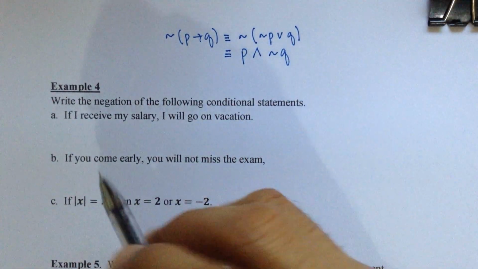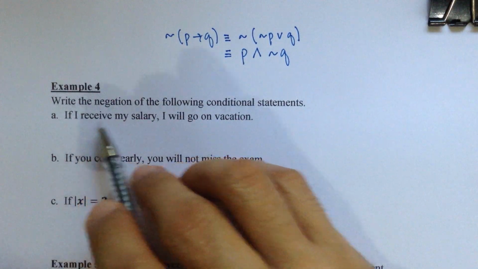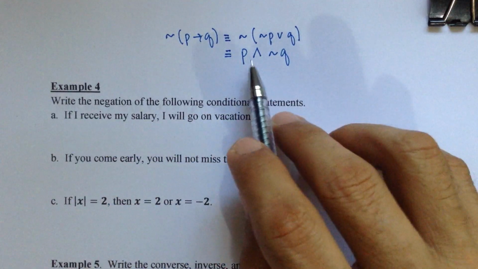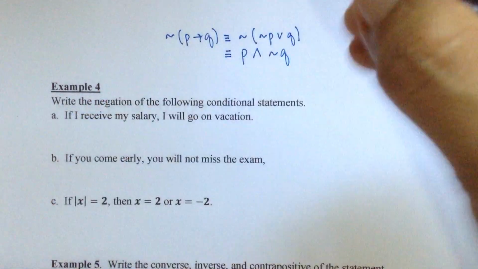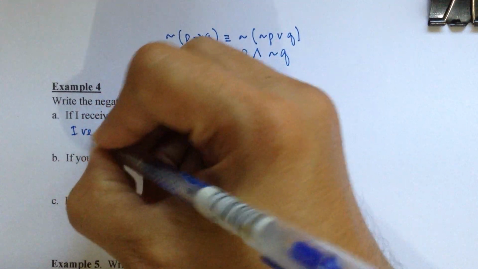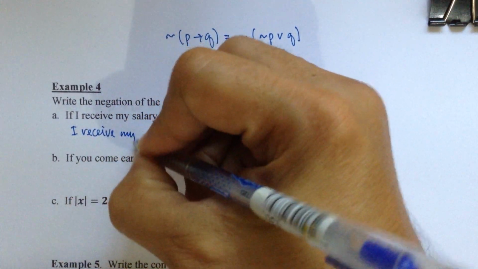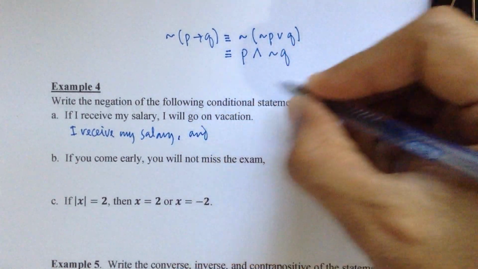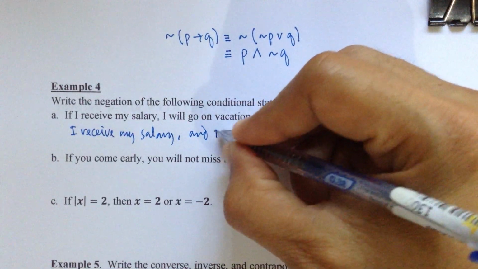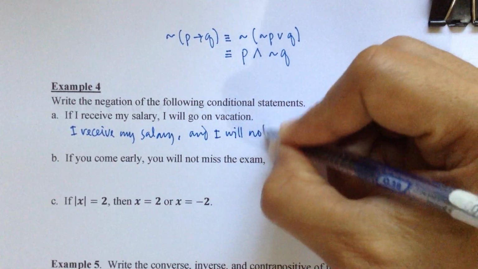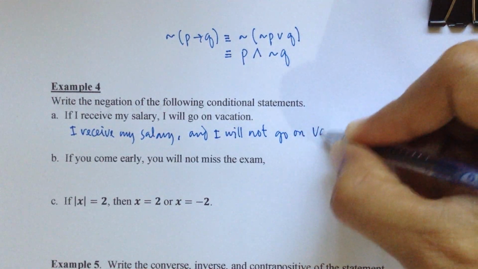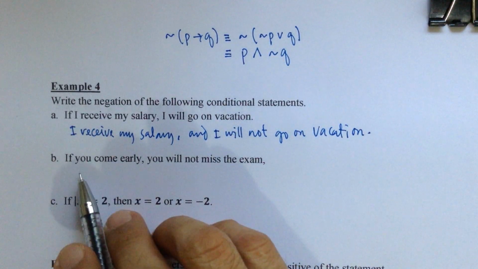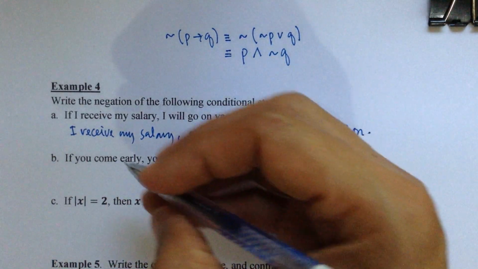So for letter A, your P is I receive my salary, and your Q is I will go on vacation. And the negation of this is P, which is I receive my salary, and negation of your Q, which is I will not go on vacation.